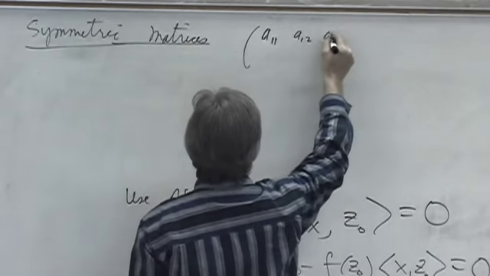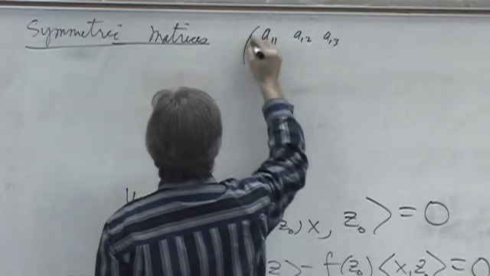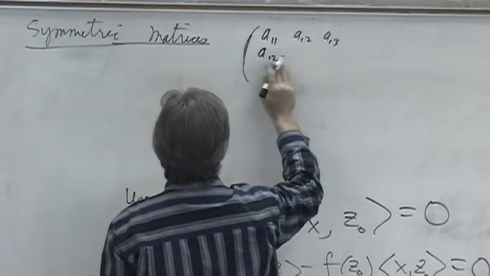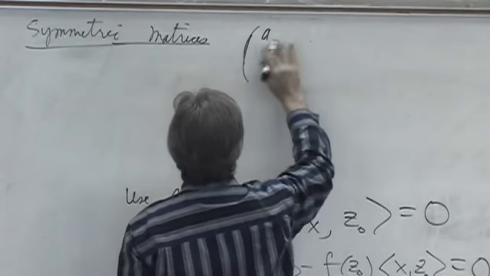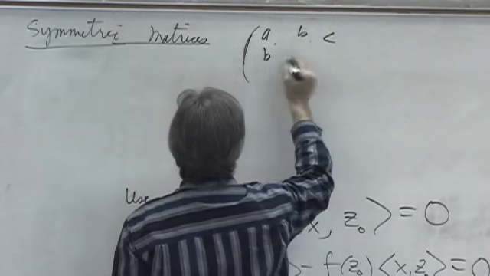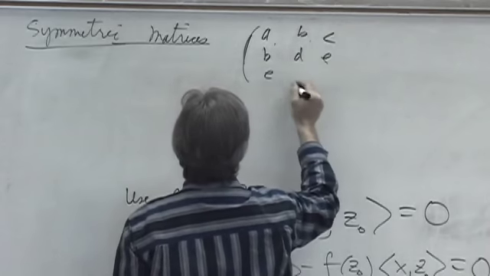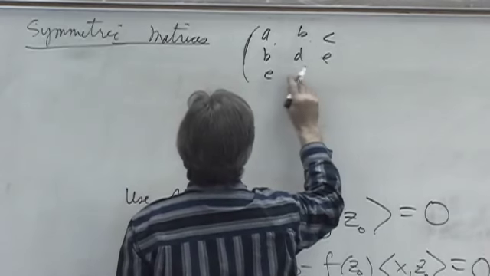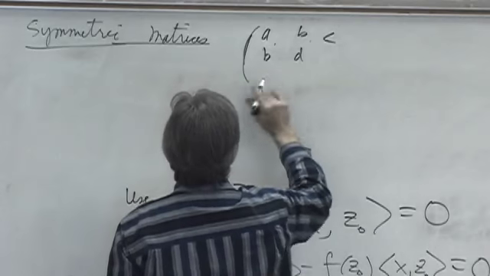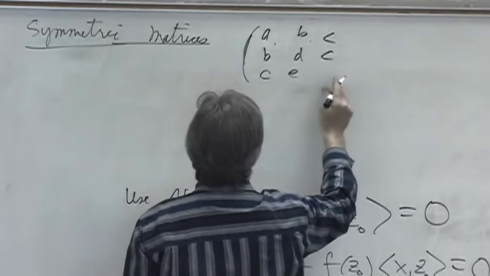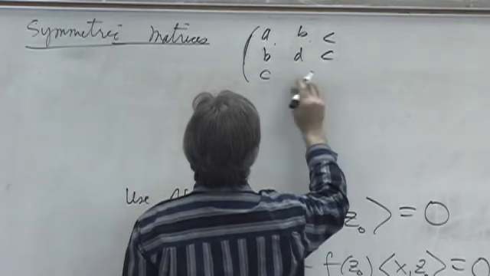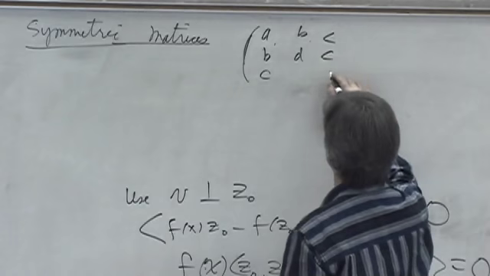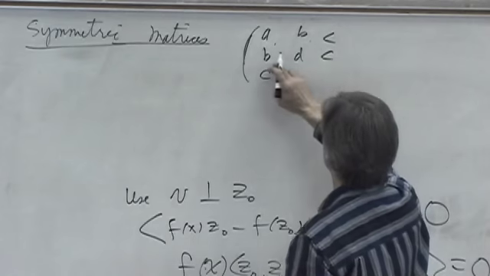A11, A12, A13. Let's just do the 3 by 3 case. I'll just write it out as A, B, C, then B, D, E, and then C, E, F. Wait, what's this one? I'm sorry, it is a C, E. Oh, well, yeah, that's good. There should be an E on the second C down below, right above your... that should be an E, right?